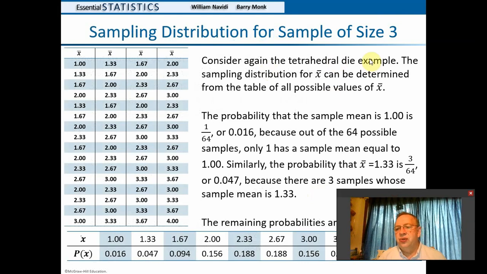So again, consider the tetrahedral die example. The sampling distribution for X bar can be determined from the table of all possible values of X bar. The probability that the sample mean is 1.0 is 1 out of 64. The only way we could get that mean is if all three, since the sample size is 3, rolled a 1. Again, the only way to get a 4 is if each of those 3 rolled a 4. But in between, there are multiple ways to get these values.